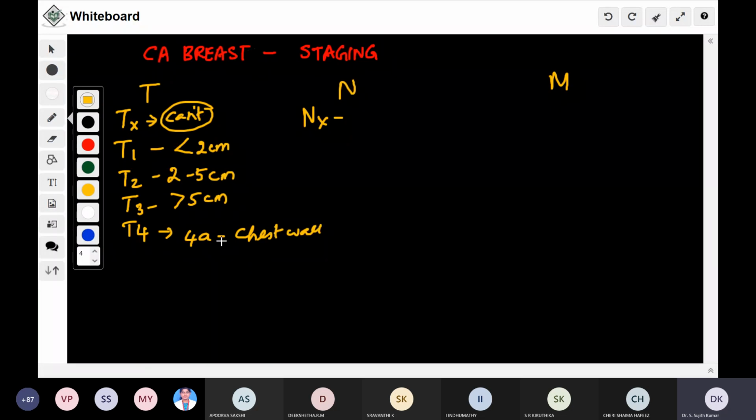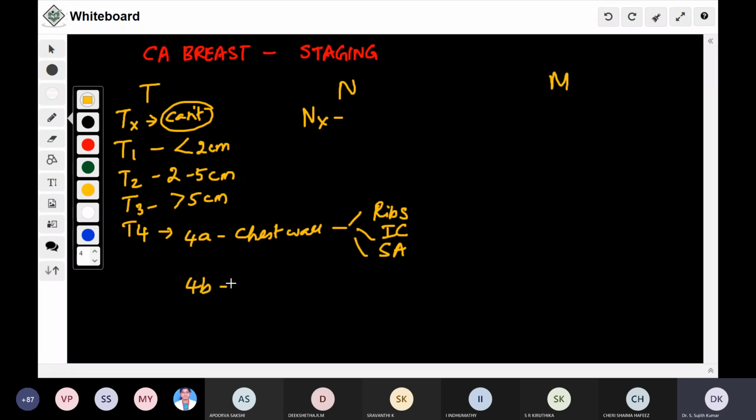That is, the tumor is involving the chest wall, and fixity is there. According to this staging, what do you mean by chest wall? Only 3 structures are mentioned in the TNM staging. Number 1, ribs. Number 2, intercostal muscle. And number 3, serratus anterior. Only these 3 structures are considered as chest wall.